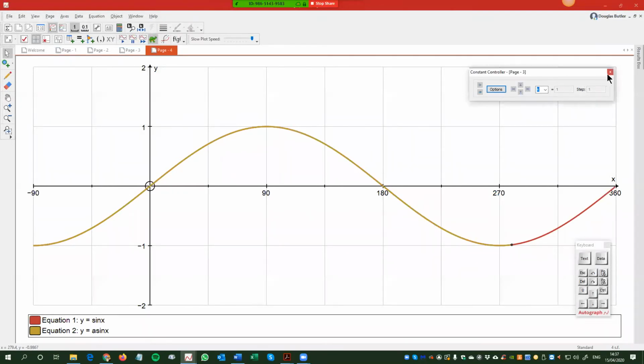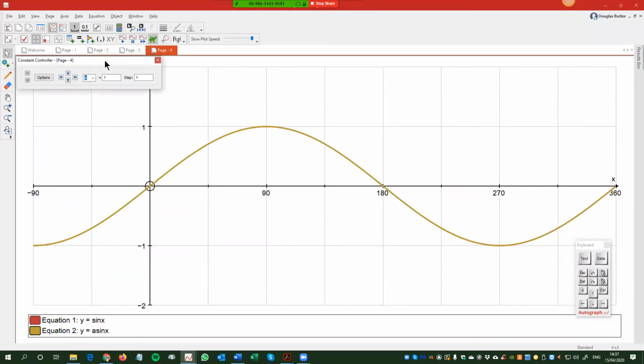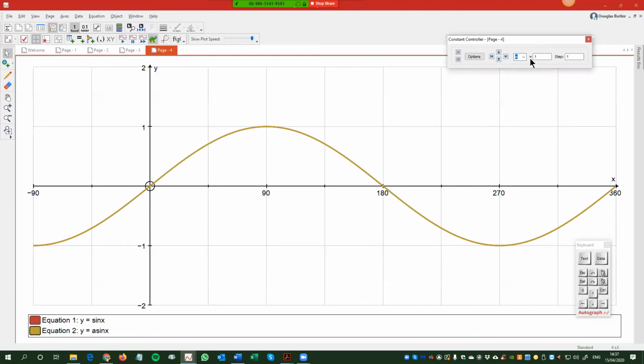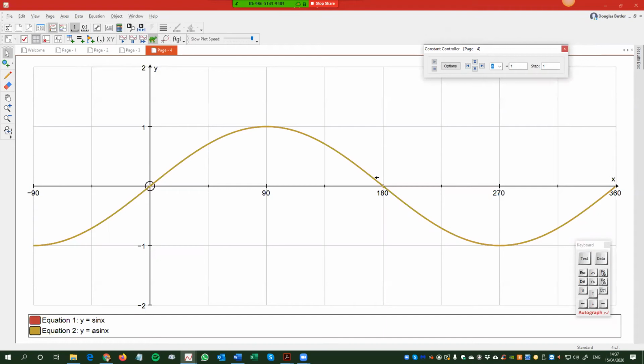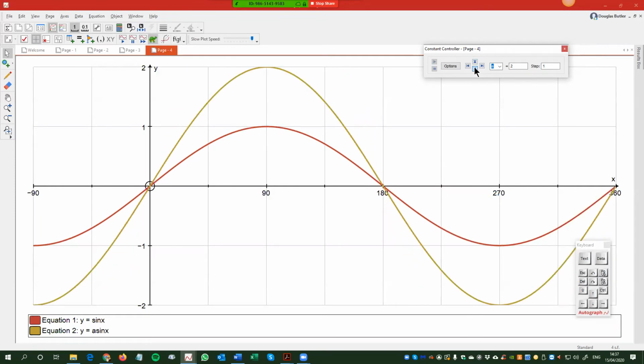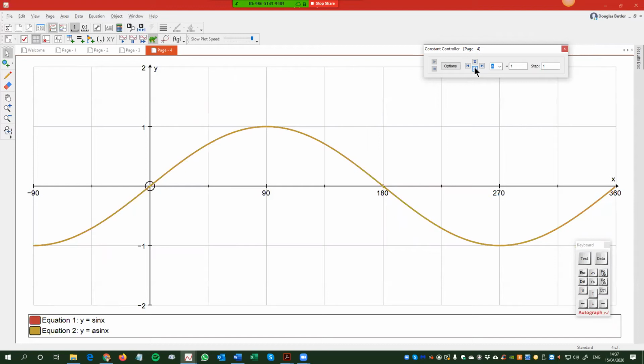That belongs to page 3, so we'll close that down. We're on page 4 now, so we need a new constant controller. And I'm going to change A. Now, if I make A bigger, what's going to happen? As I say, these points are invariant. Any other point is going to be scaled in the y direction. Ready, steady, go. That's in steps of 1, 3, 2, 1. What about 0? What about minus 1? There it is.